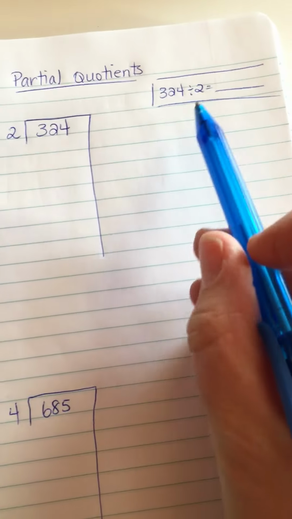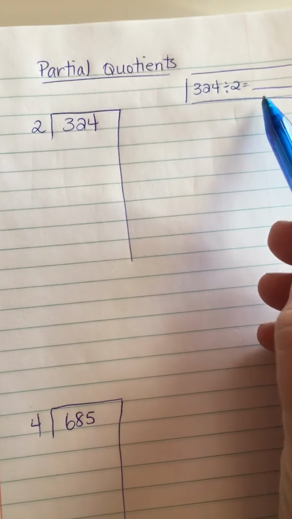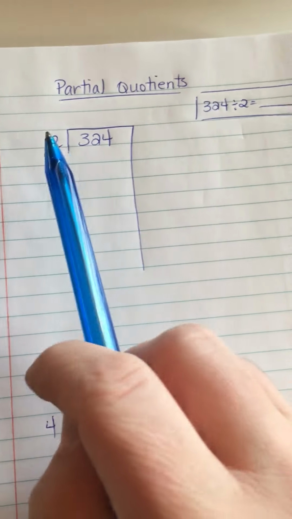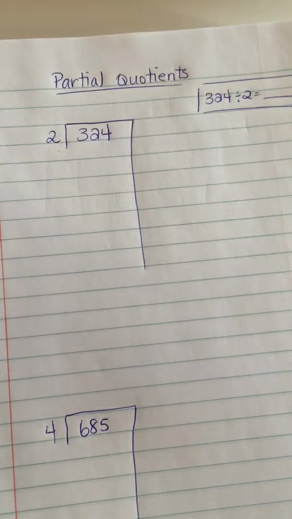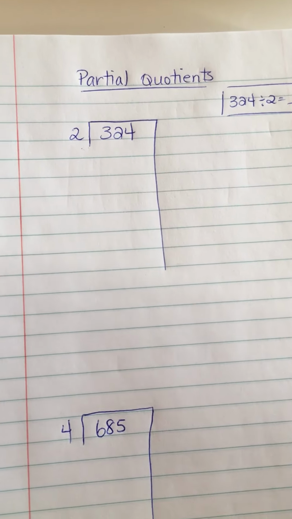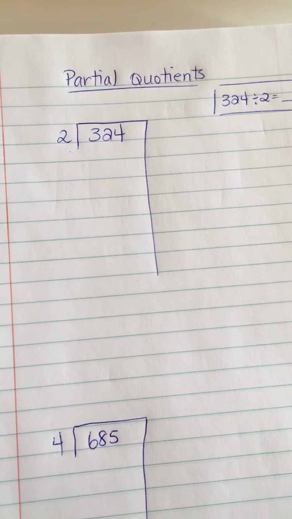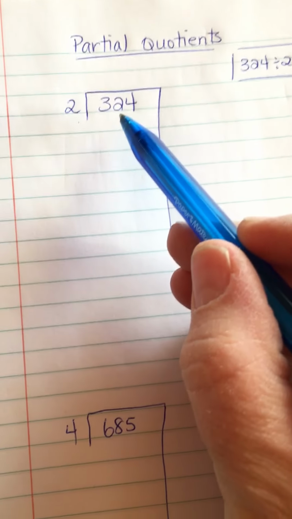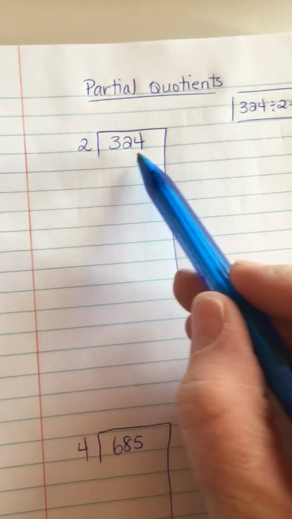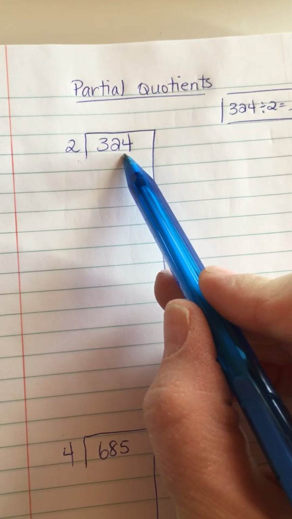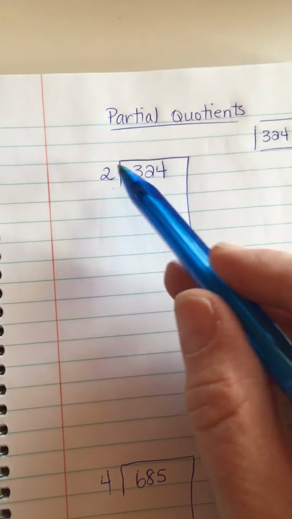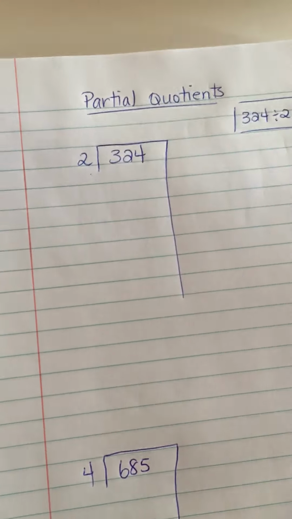So let's suppose that we have this equation, 324 divided by 2. We're going to set up our equation like this with our dividend inside and our divisor on the left side. And we're going to subtract parts of our dividend until we get down to 0 or as close to 0 as we can get. So we start out with 324. We need to subtract a multiple of 2 that is less than 324. So an easy one to subtract would be 100 groups of 2, because that's 200.